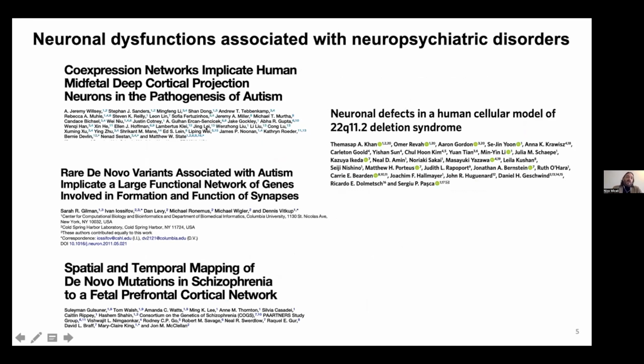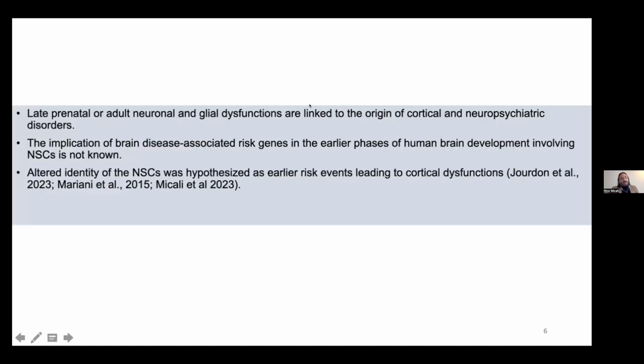Instead, neural dysfunctions are usually associated with neuropsychiatric disorders. Here you can see different papers published by different teams associating dysfunction of the synapses or dysfunctional connection of the cortical neurons with autism spectrum disorder or schizophrenia. So late prenatal or adult neuronal and glial dysfunction are usually linked to the origin of cortical neuropsychiatric disorders, but the implication of these risk genes in the earlier phase of human brain development involving neural stem cells is not really well known.